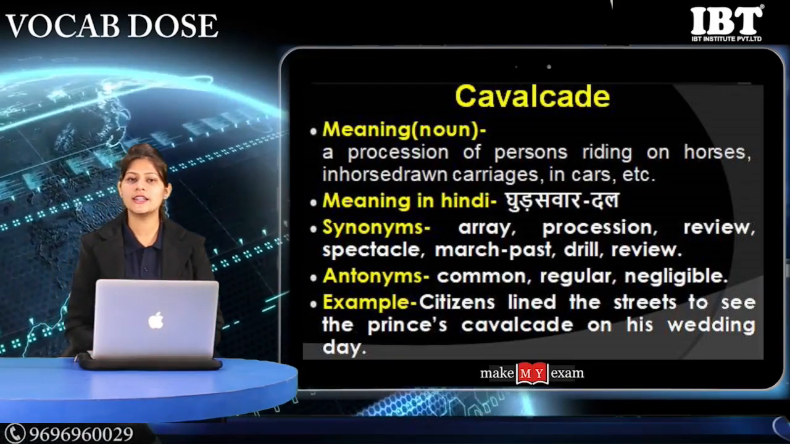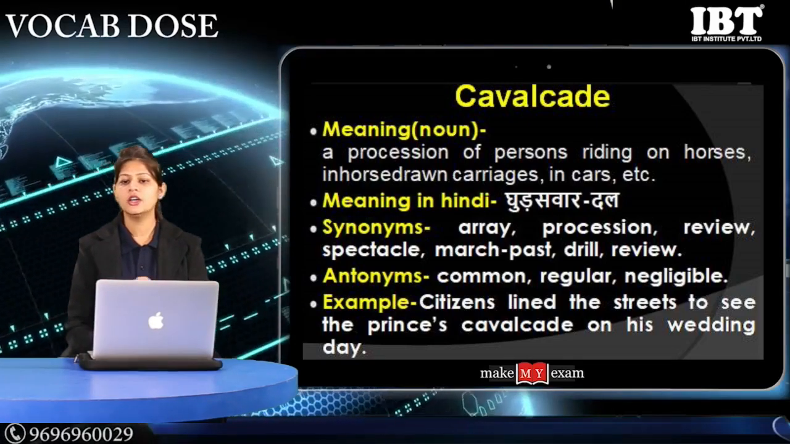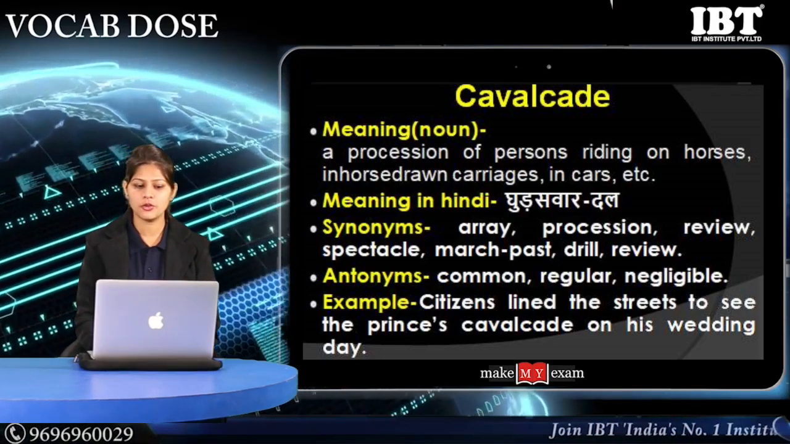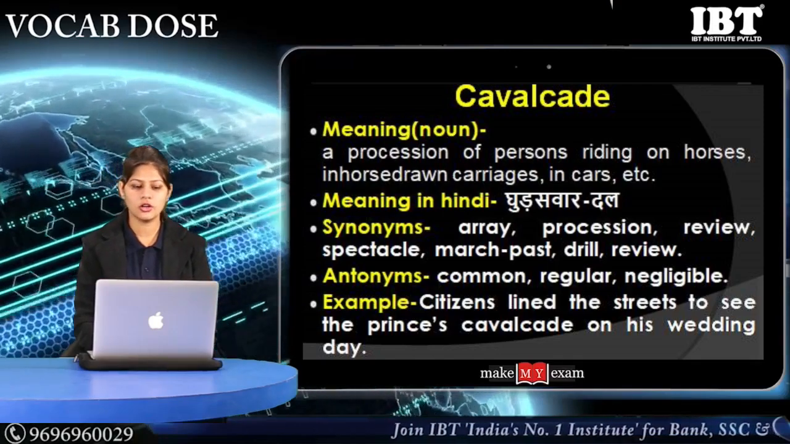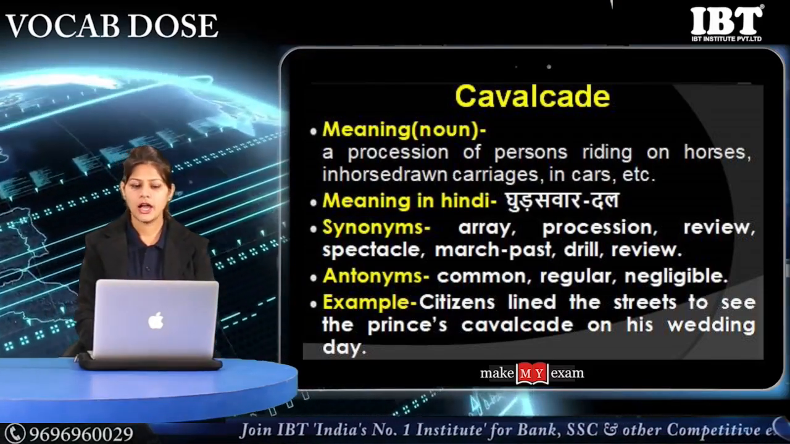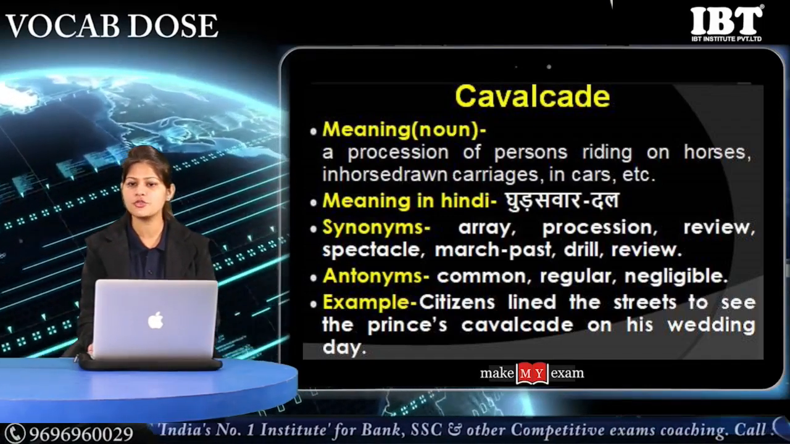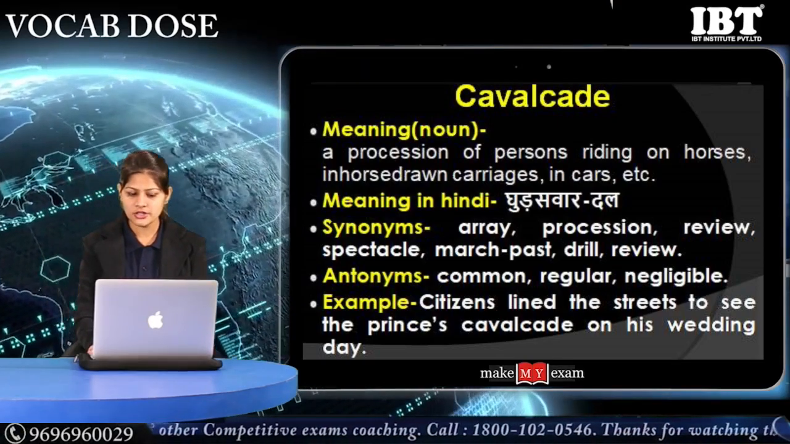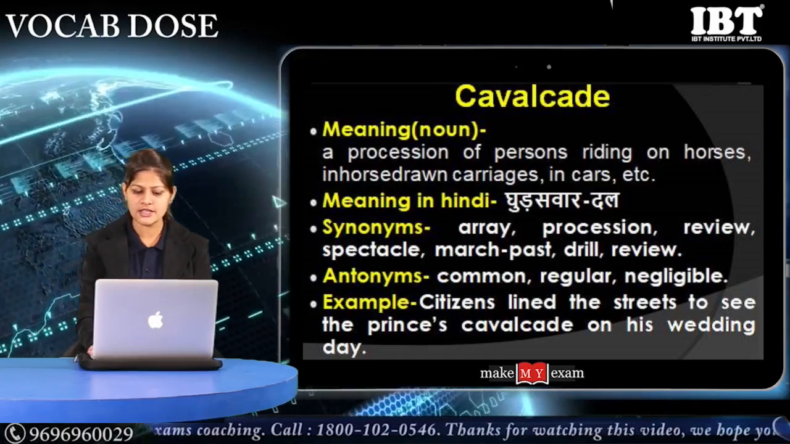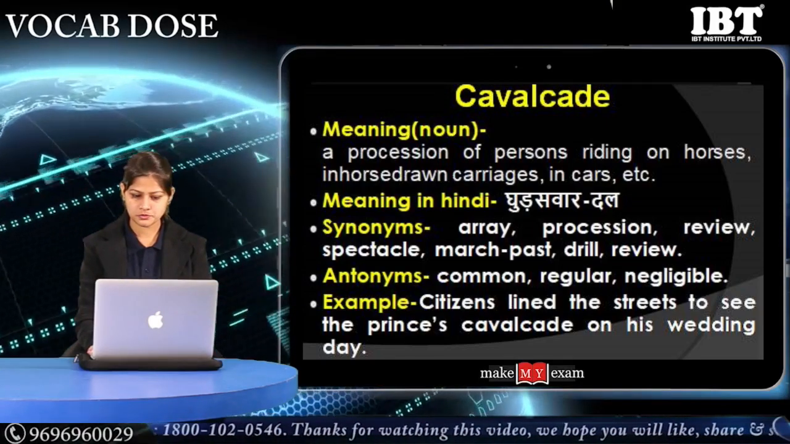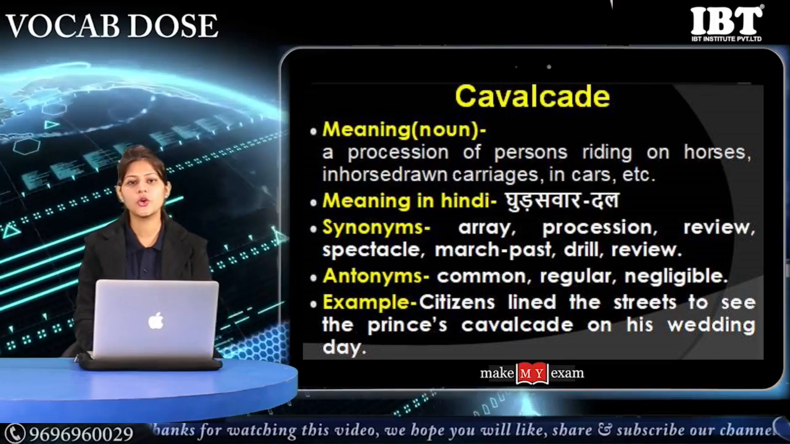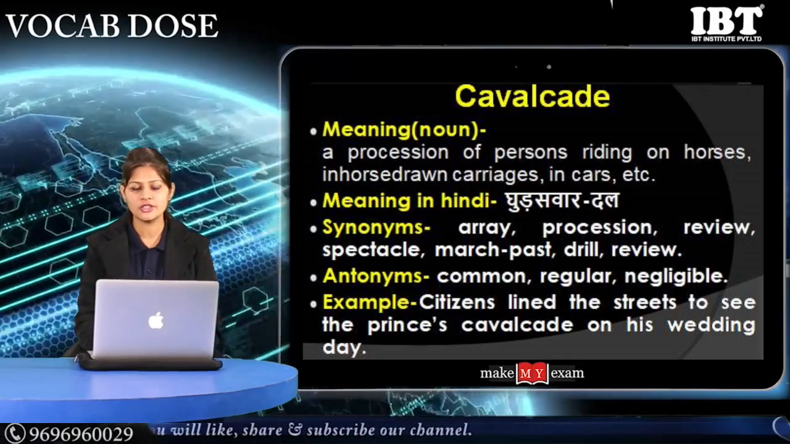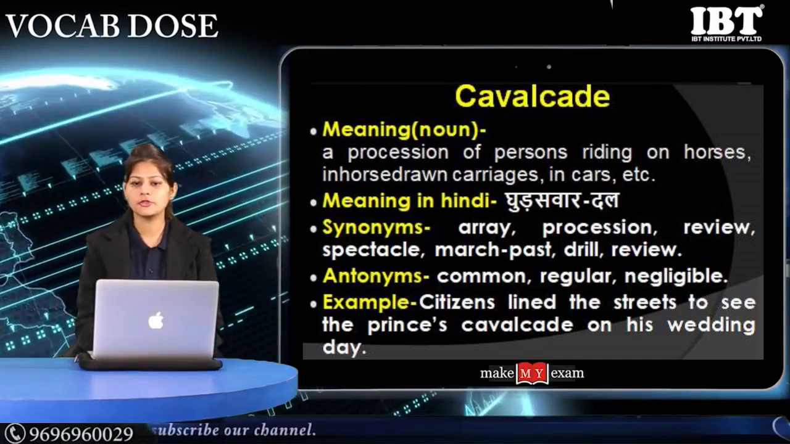Okay, so let's check out the synonyms which are there on the screen. It is about array, procession, review, spectacle. It is about march past, drill, review. So these are the things jahan pe hum log horses ka combination dekhte hain, specifically with the horses when they are ek carriage ki tarah jab hum log unko use up karte hain, tab hum log perfectly is word ka usage karte hain, that is with the घोड़ सवार होना या उसका एक ग्रुप फॉर्म करके उसका कैरियज कंडक्ट होता है. So there we can perfectly use this word.